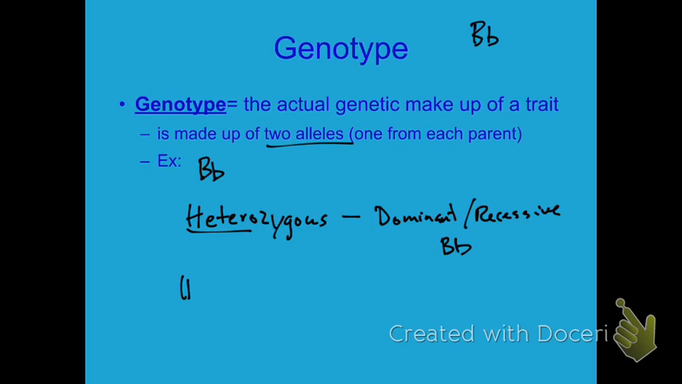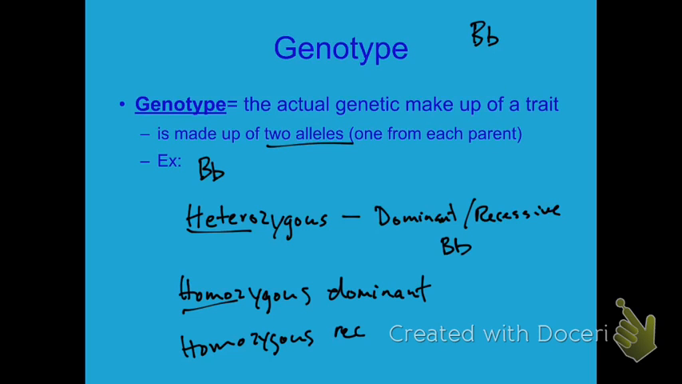And then you could be homozygous. But there's two types of homozygous. So the prefix homo means the same. So you could be homozygous dominant or homozygous recessive. So here you could be big B, dominant, or little b, right? So both parents gave you both recessive alleles, or both parents gave you two dominant alleles.